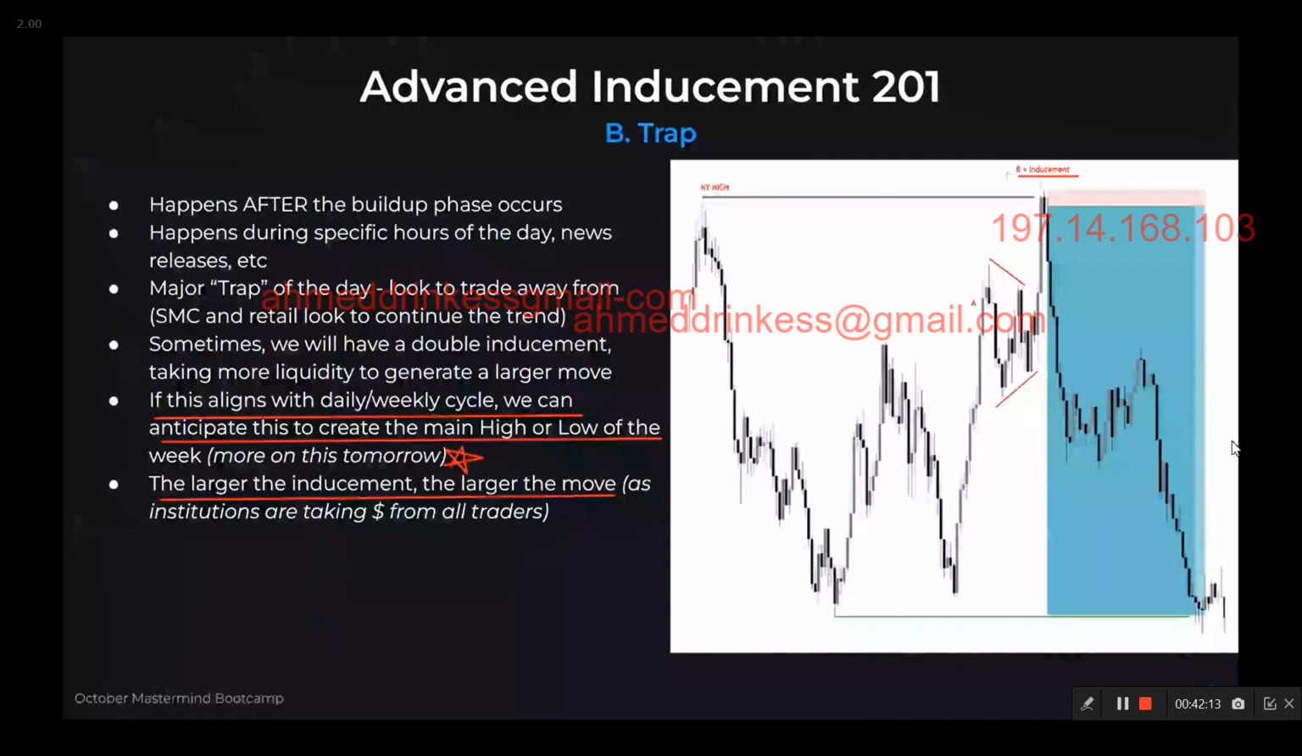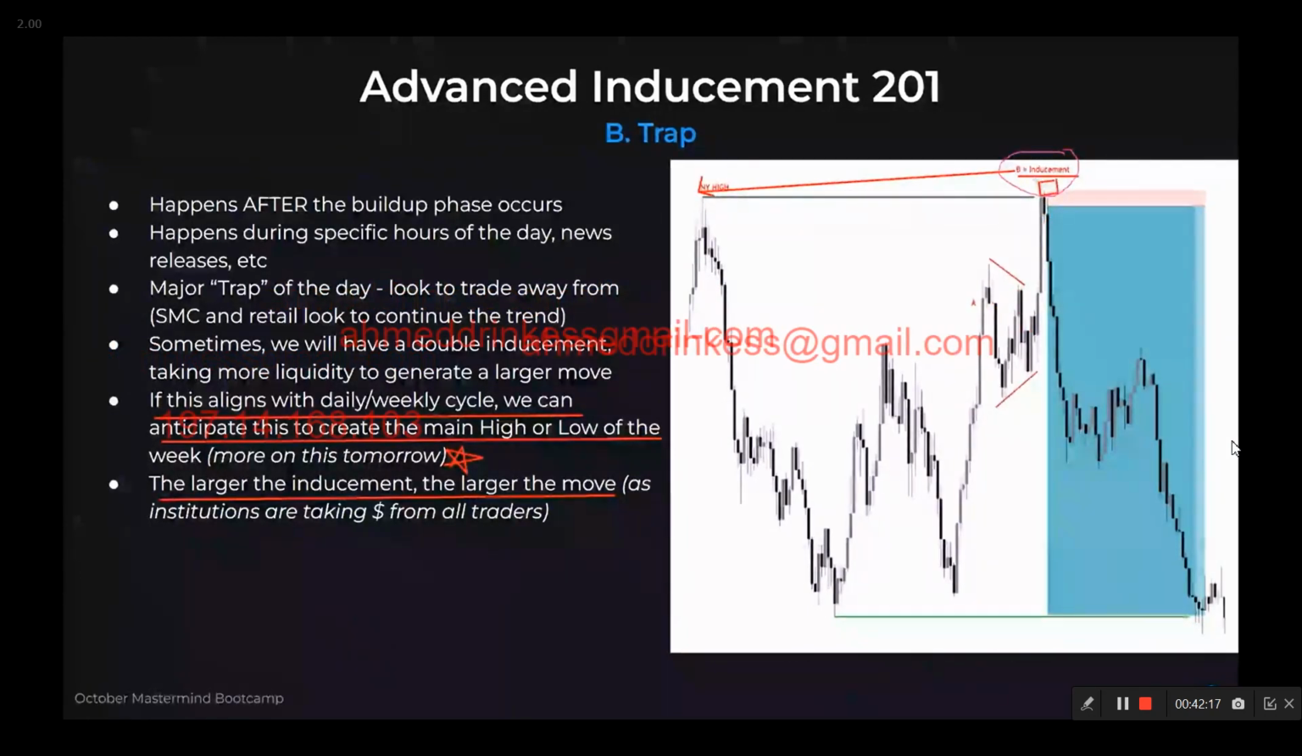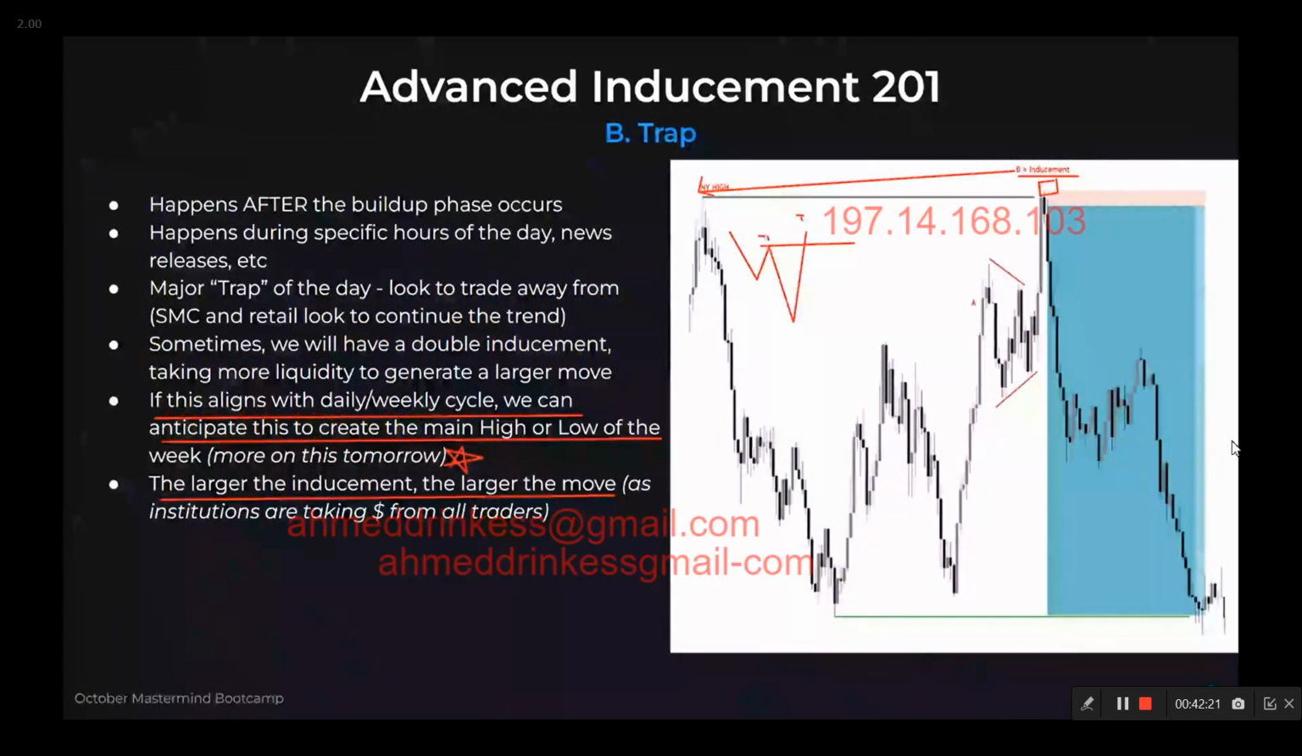Yeah, this is the inducement, and the trap is what takes out the inducement. The inducement is the point that is pending to be broken. The trap is what takes out the inducement, because we trade away from the trap. So this inducement should go over here.